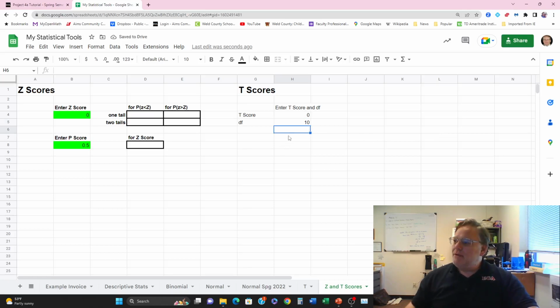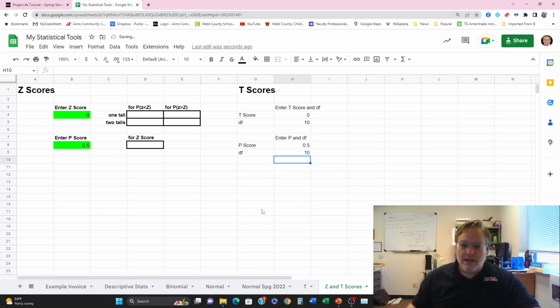We can also go down a little bit more here to row 7. So this is H7, and I can type enter P and DF, probability and degrees of freedom here. So this is now going to be a p-score as well as degrees of freedom here. And so for this, I can say 0.5, and I think I'll put 10 here as well.